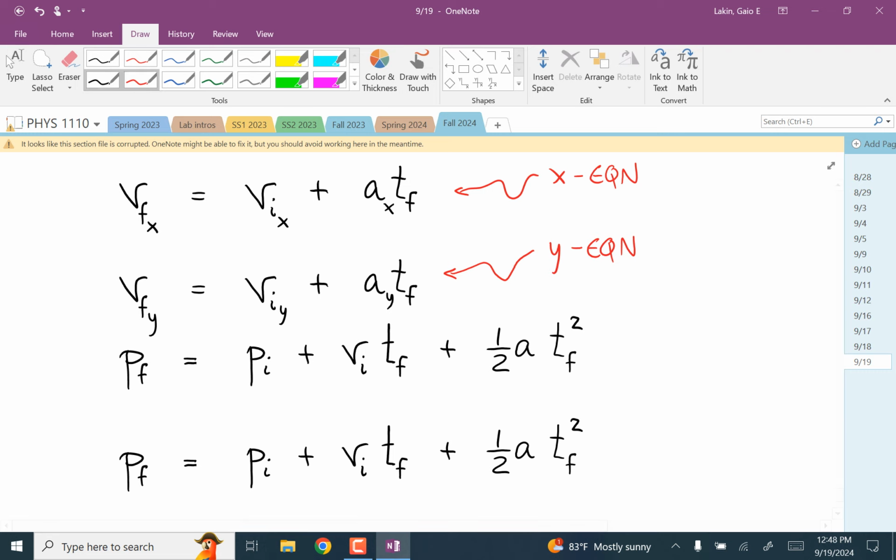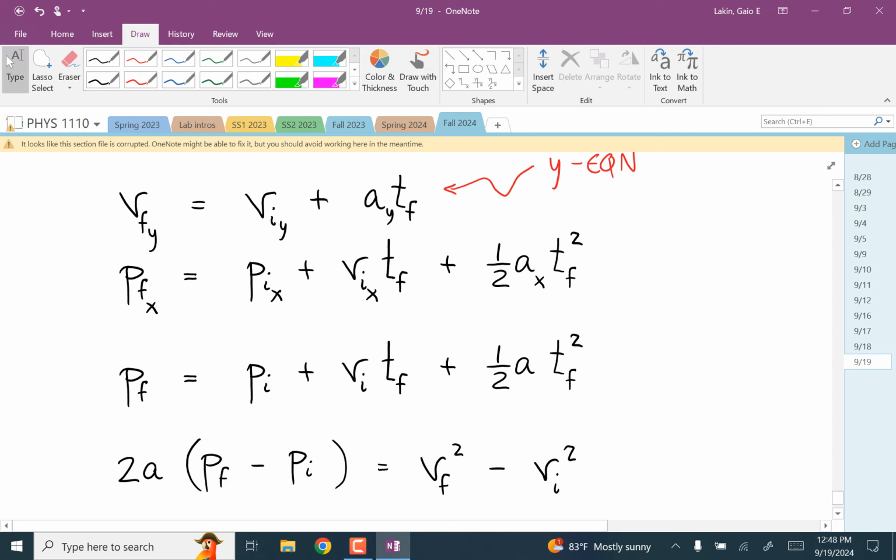And I'm going to do the same thing for this second equation. First, there's going to be one with only X components. So PFX is equal to PIX plus VIX times time final plus 1/2 AX times time final squared. And then the next one is going to be all Y components. So PFY is equal to PIY plus VIY times TF plus 1/2 AY TF squared.